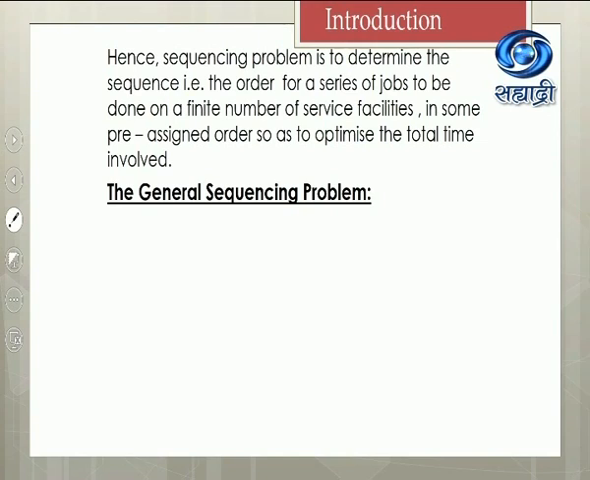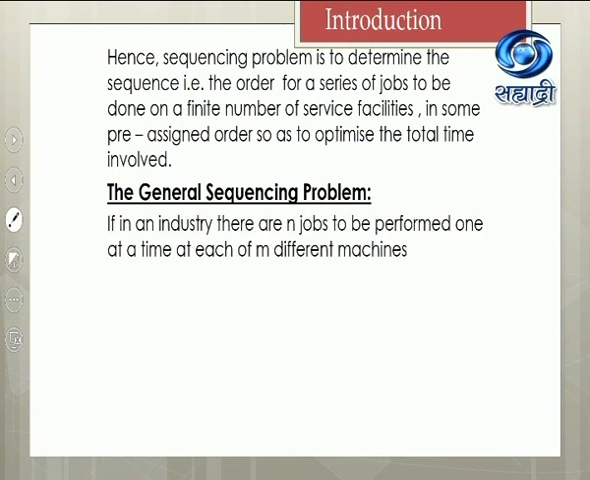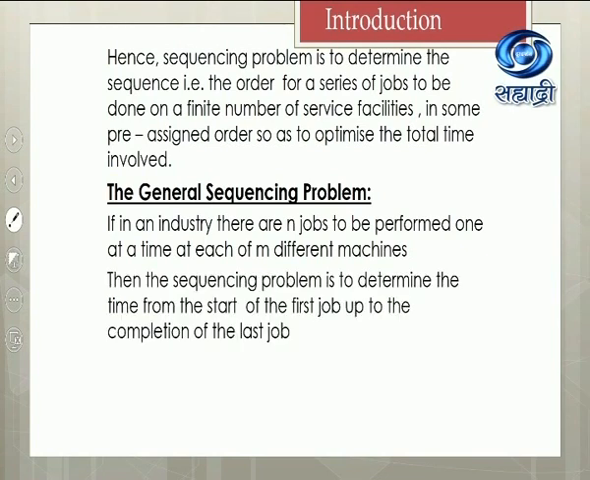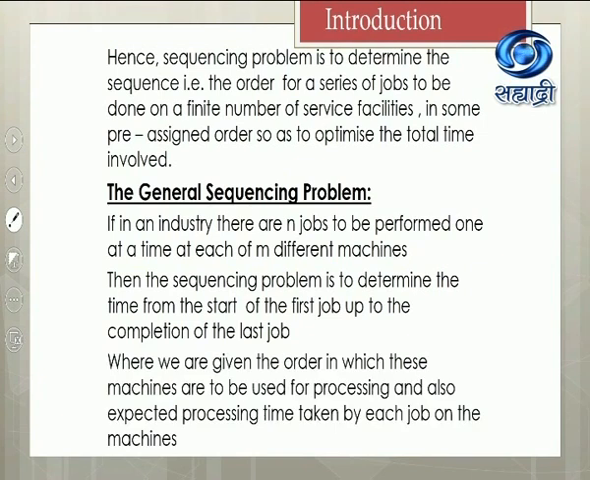The general sequencing problem is defined as follows: if in an industry there are n jobs to be performed one at a time on each of m different machines, then the sequencing problem is to determine the time from the start of the first job up to the completion of the last job, where we are given the order in which these machines are to be used for processing and also the expected processing time taken by each job on the machines. So we will already be given the order in which these machines are to be used and the processing time. Both will be given to us.